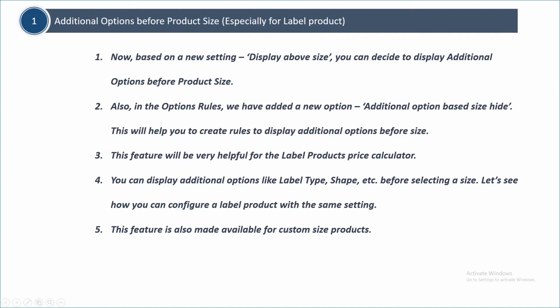Also, in the option rules, we have added a new option, additional option based size hide. This will help you to create rules to display additional options before size. This feature will be very helpful for the label product's price calculator. You can display additional options like label type, shape, etc., before selecting a size. This feature is also made available for custom size products.